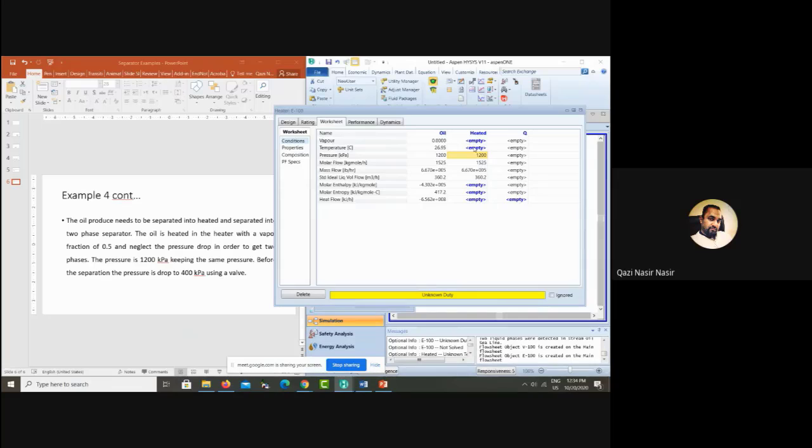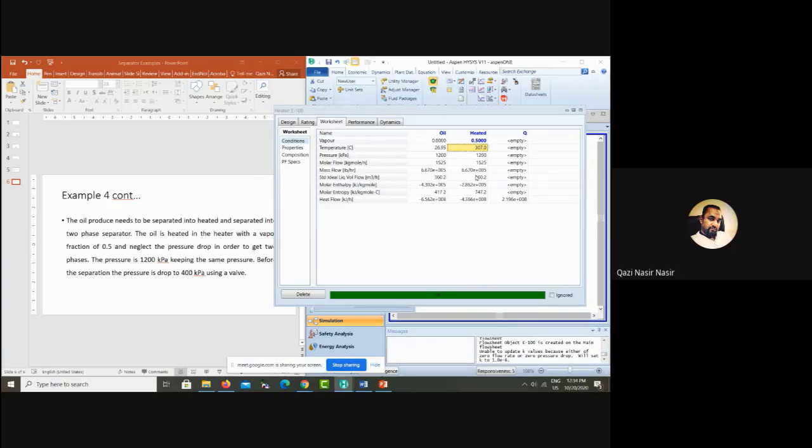We must have either the temperature or the vapor fraction. In this case, we only have the information for the vapor phase. In order to run this simulation, to make the degrees of freedom 0, we need to provide at least one piece of information at the outlet. Since we only have the vapor fraction, which is 0.5, I will put 0.5.